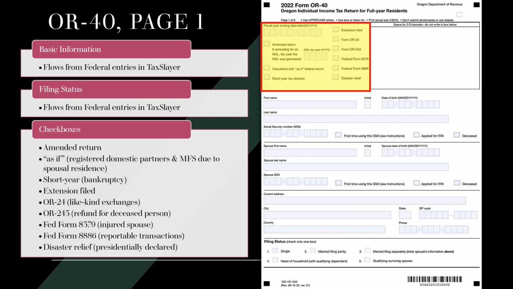There is also a box if Federal Form 8886 was filed for reportable transactions, which has to do with tax shelters, and this is out of scope for VITA. And the final box is for presidentially declared disaster relief.